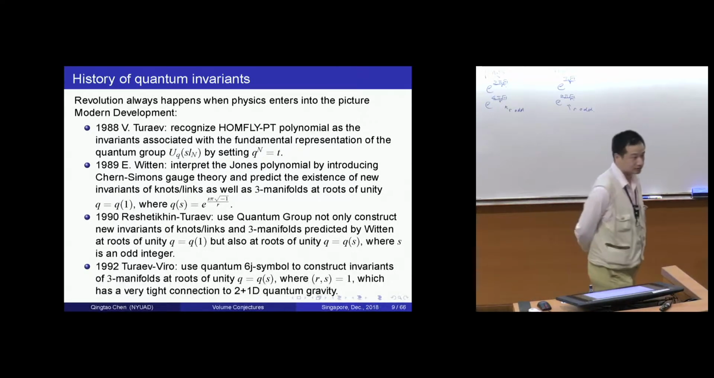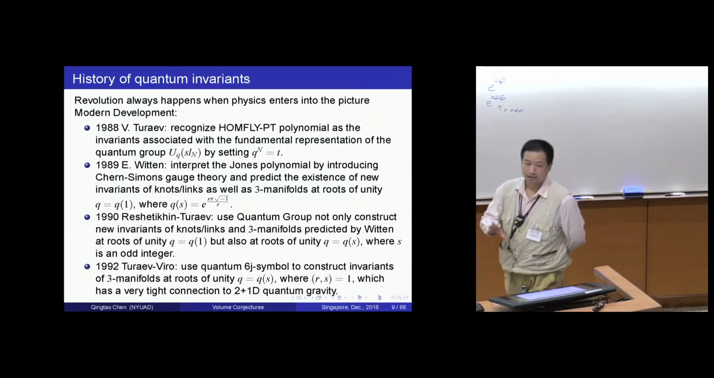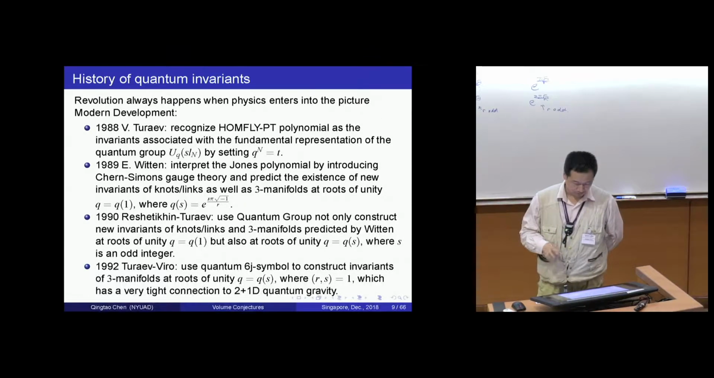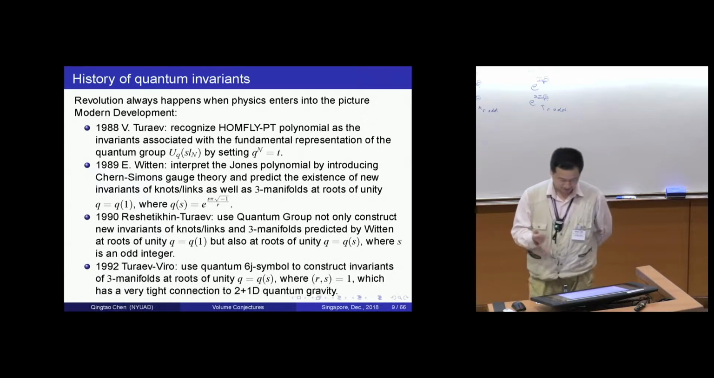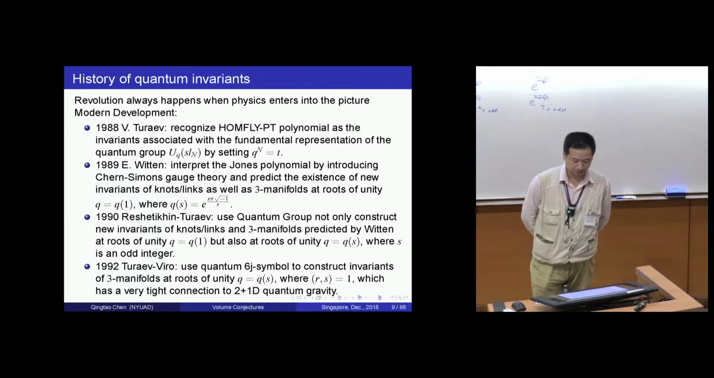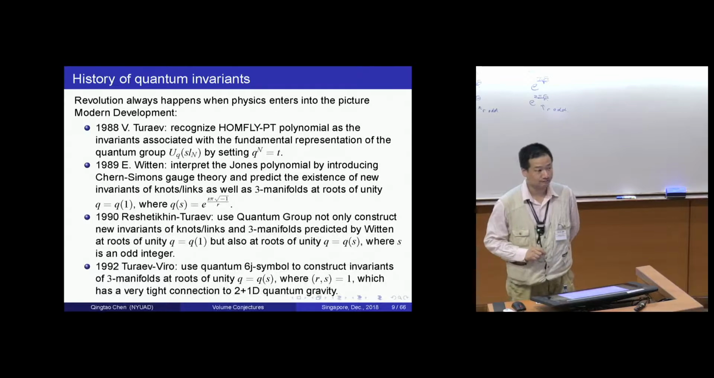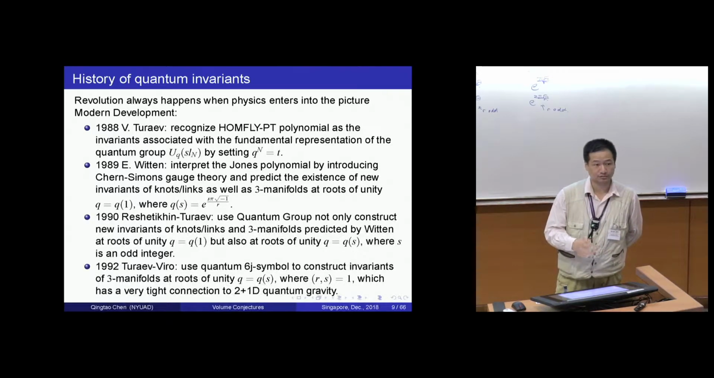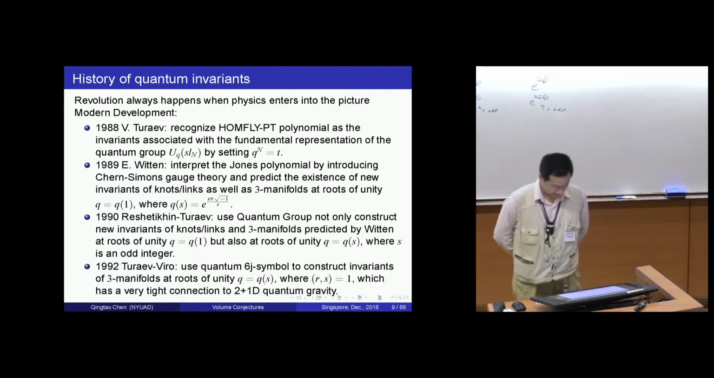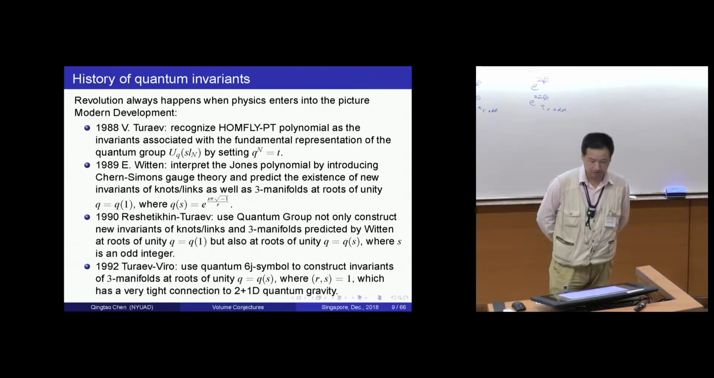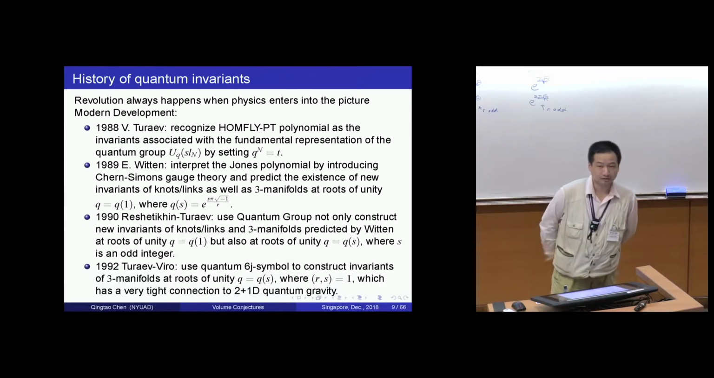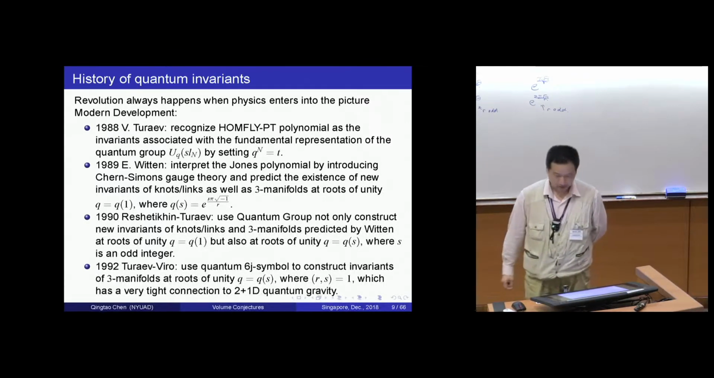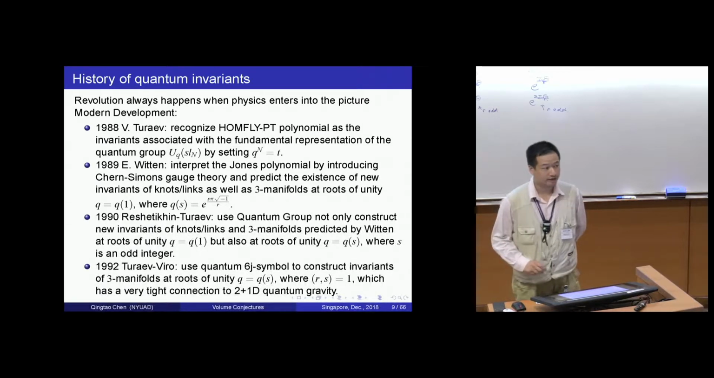And then in 1992, Turaev and Viro used something called a shadow model and the quantum 6j symbol. The quantum 6j symbol was originally defined by Kirillov and Reshetikhin. They used the quantum 6j symbol as the building blocks to construct invariants of three-manifolds at the roots of unity q equals e to the pi i r over s, where r and s are coprime. So actually, Turaev and Viro defined those invariants at any root of unity. The Turaev-Viro theory has a very tight connection to 2+1 dimensional quantum gravity, because the quantum 6j symbol has a very tight connection with quantum gravity. It's also called the Ponzano-Regge model.